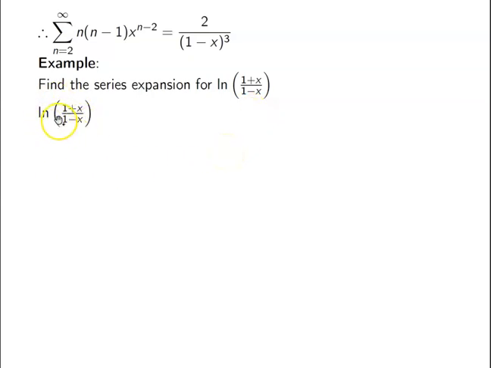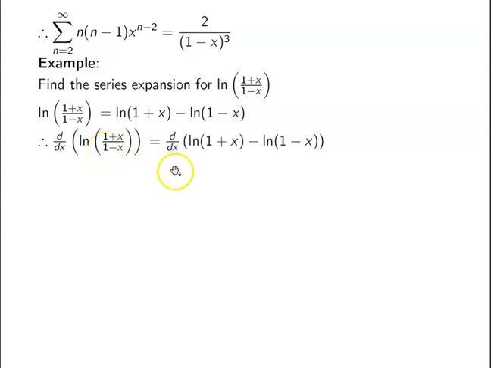So the only thing I know about this is that natural log has its own rules. So let's go ahead and apply the rules of natural log. So I can go ahead and separate this. I have natural log of 1 plus x minus natural log of 1 minus x. If I differentiate these, I can separate the natural log inside of the differential. So differentiating one side is the same as differentiating the other. And I know that when I differentiate natural log, I get 1 over whatever is inside of natural log.